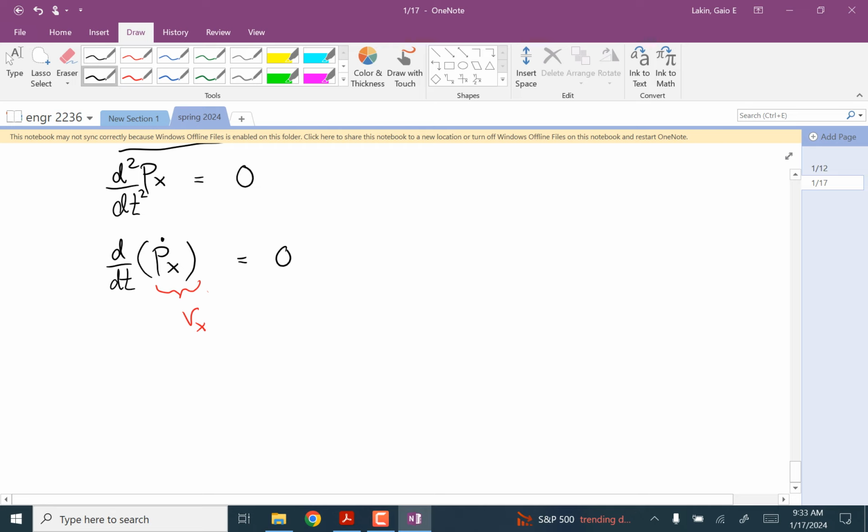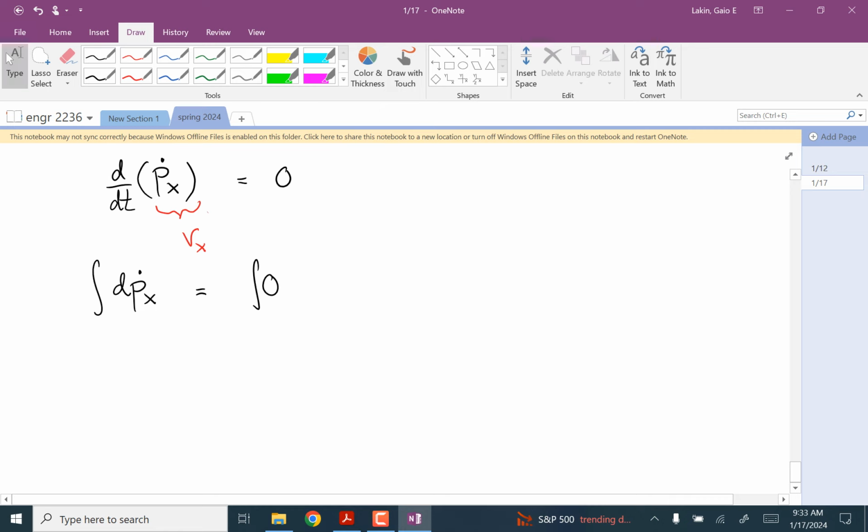And now I'll separate variables, and we get that d px dot is equal to 0. And we can integrate both sides. Integrating the side on the left gives you px dot, and there's a constant of integration. This one gives you 0, and so you just come up with something like this. I'm going to call it C1.